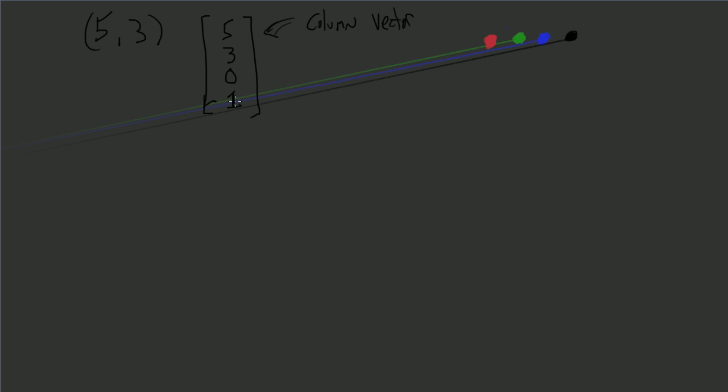It is not for time, which is the most logical 4th dimension. It is just a scale factor. Well, the other way to write that vector would be to write it as a row vector, which would be 5, 3, 0, 1. But because it looks too much like this up above there, that's why we're not going to go about doing that. We're going to do it the other way. We're going to write it here: 5, 3, 0, and 1.